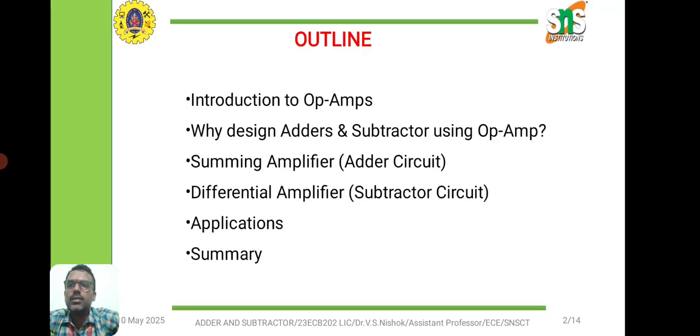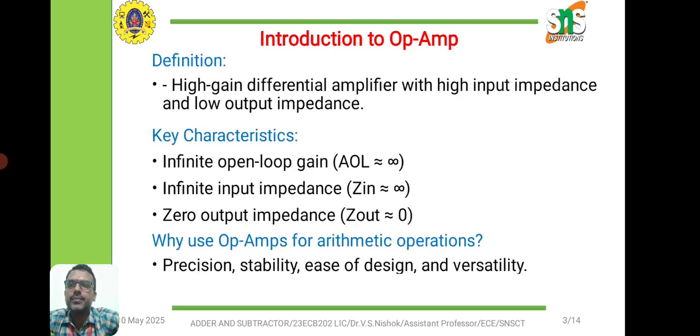So this is the outline of the topics that we are going to see in this video. Here we are starting with the introduction to the operational amplifier. The operational amplifier provides a better output for weak electrical signals with high gain. It is a high gain differential amplifier with key characteristics like high input impedance and low output impedance, which are mainly needed for providing a better result, and infinite gain.